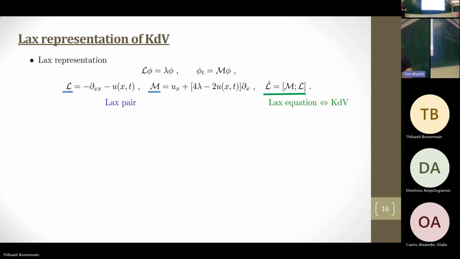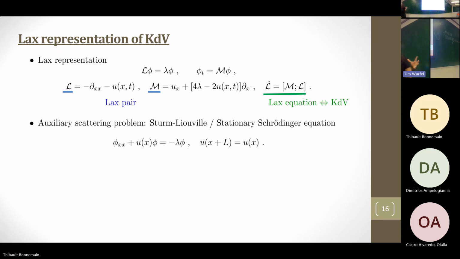Okay. So as I said earlier, the idea is that you start with your initial condition u of x at t equals 0, and this specifies phi through this linear spectral scattering problem. And then you can evolve phi using the second equation with this M here. So I'll start by talking a little bit about the scattering problem here.